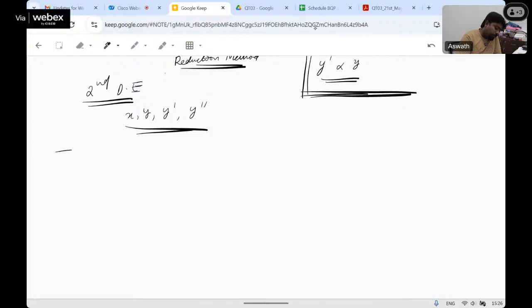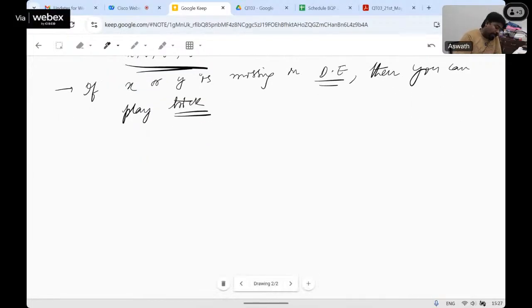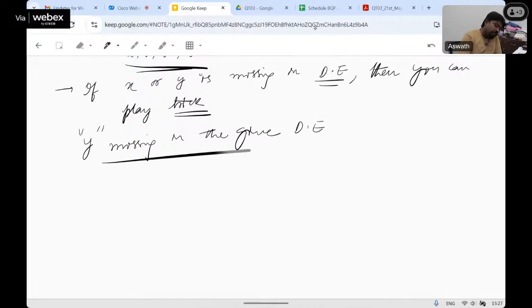If x or y is missing in the differential equation, then you can play a trick. Through that trick, you can easily find the solution. What is the trick? Let's say y is missing, the dependent variable is missing in the given DE. This is a scenario.